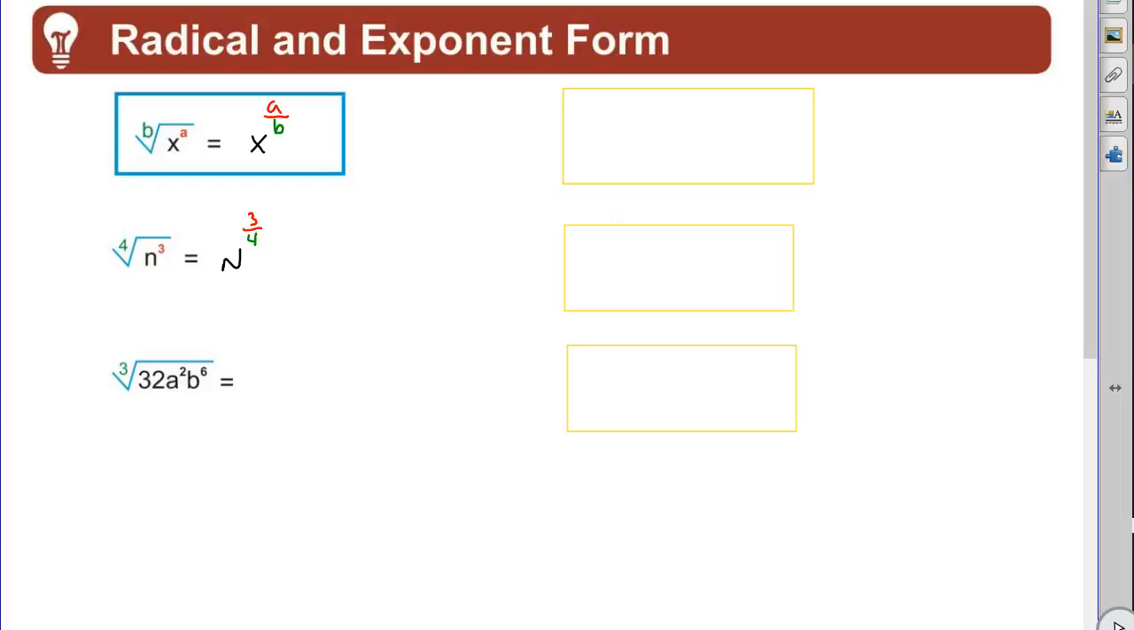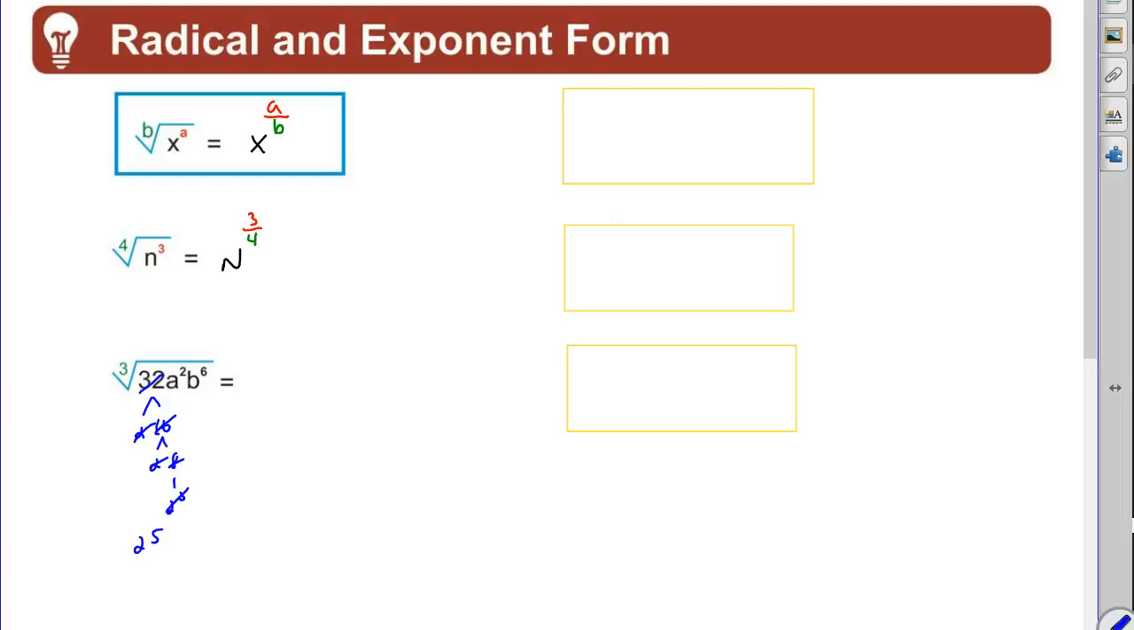So something like this, the cube root of 32a squared b to the 6th. Okay, that looks a little bit more challenging. And it is for this reason. A 32 is a 2 times 16. A 16 is a 2 times 8. And an 8 is a 2 cubed, right? So really, what do we end up with? 2 to the 5th is what we have here.